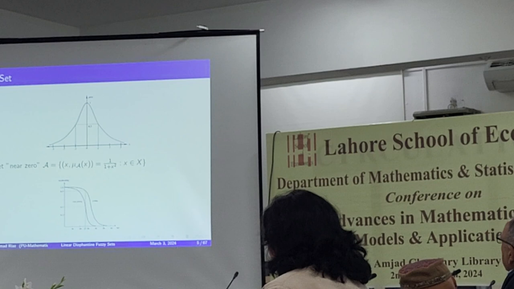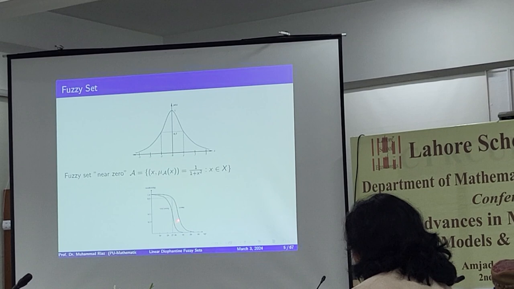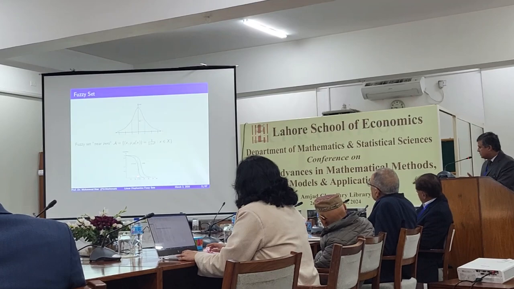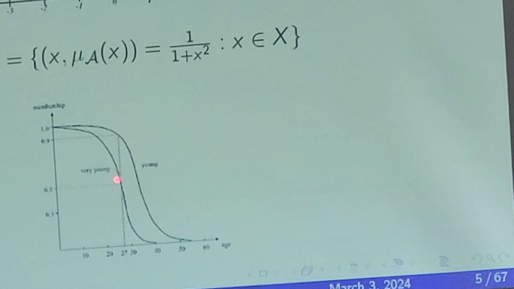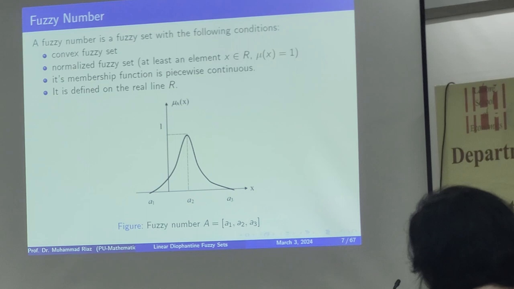Similarly, there is another example of fuzzy sets, which is young and very young. These are two curves, and these are parts of such normal curves, and the person who is at the age of 27 can be given a membership grade according to the different ages of the persons. So these are basic fundamental operations on fuzzy sets.